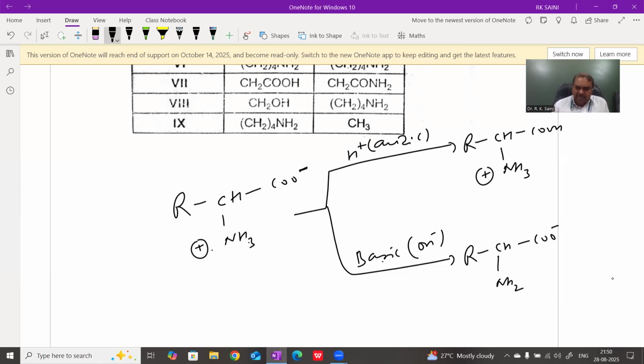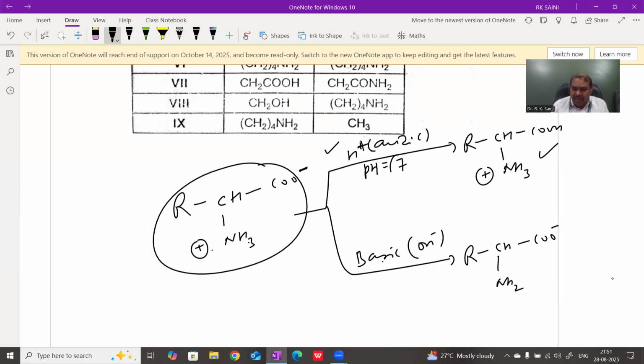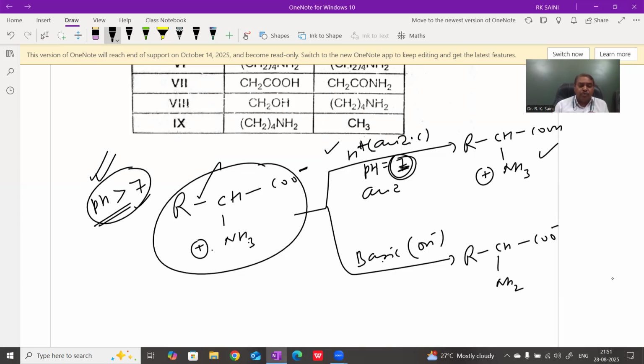The given question asks when the amino acid exists in the form of a cation. It means the cation form exists in acidic medium. It means pH 7 is acidic for this amino acid. Or we can say the solution of pH 7 becomes acidic for these amino acids. Therefore, we identify R1 and R2 by which the given peptide chain becomes basic, or we can say by which the peptide chain has pH more than 7.